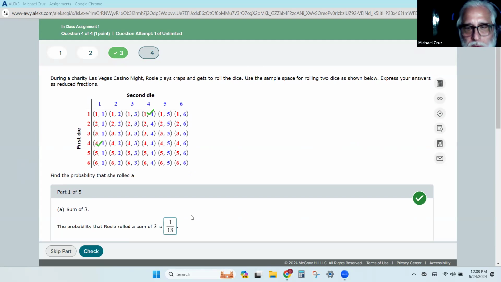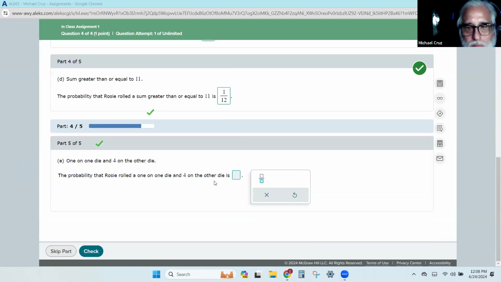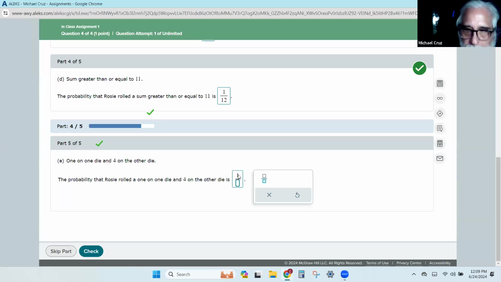I think there's only 2 of them, right? 1, 2. So 2 over 36, or 1/18.